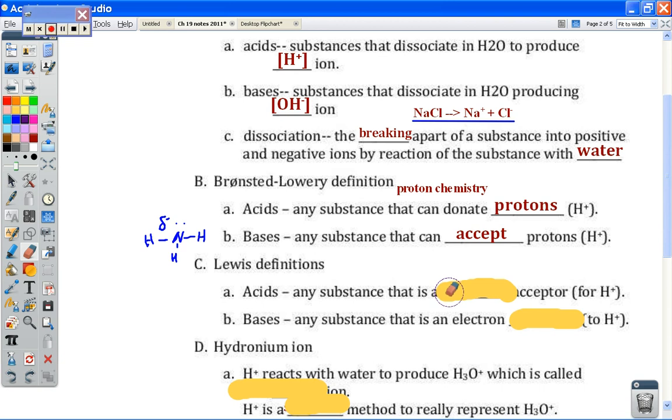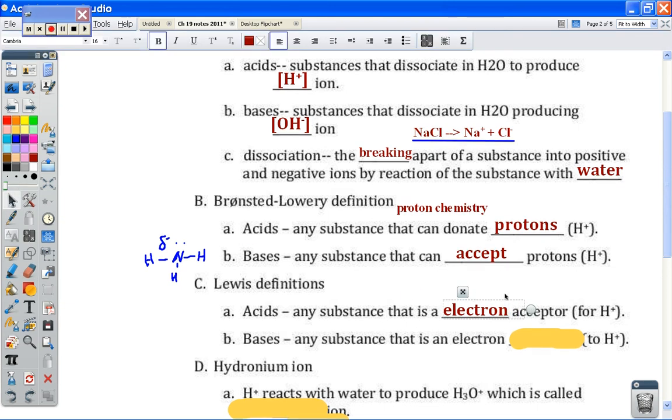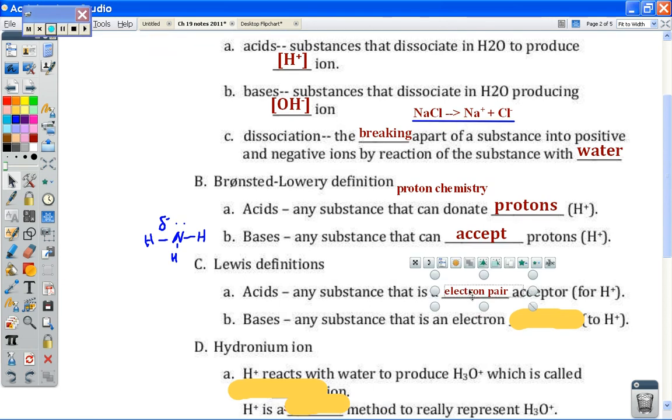Okay, the third type of definition is the Lewis definition, and according to the Lewis definition, an acid is any substance that is an electron pair acceptor. I need to change that. Electron pair receptor. Okay, and that's actually what's going to be on the next one. So a base is any substance that is an electron pair donator.